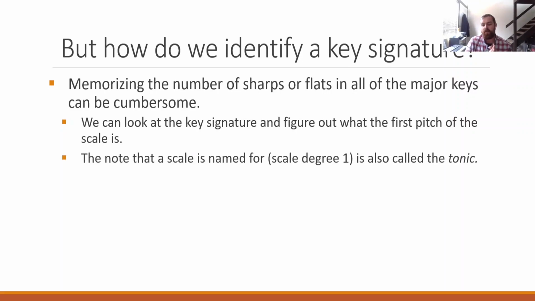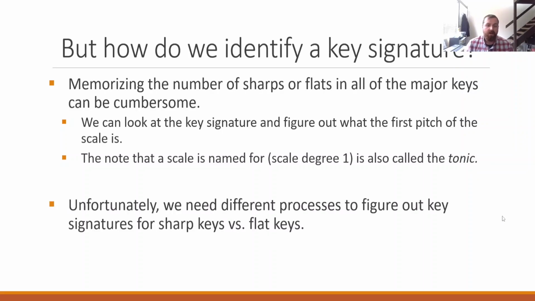here's a really important term that we'll use for the rest of the class. So really make sure to asterisk, underline, star this in your notes. The note that a scale is named for, which is the same as scale degree 1, is called the tonic. Tonic is just a fancy way of assigning that particular note extra importance. It's the tonic pitch. It's the note that the scale is named for, scale degree 1. These all mean the same things.